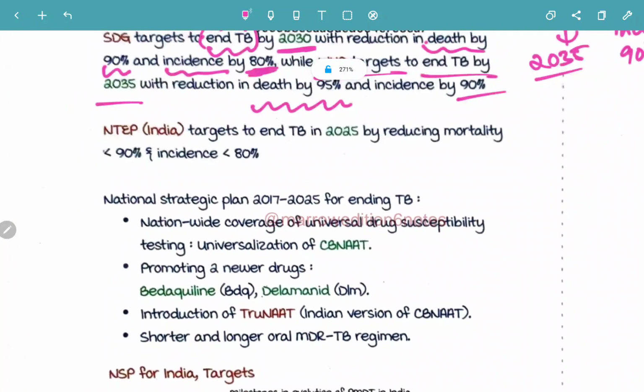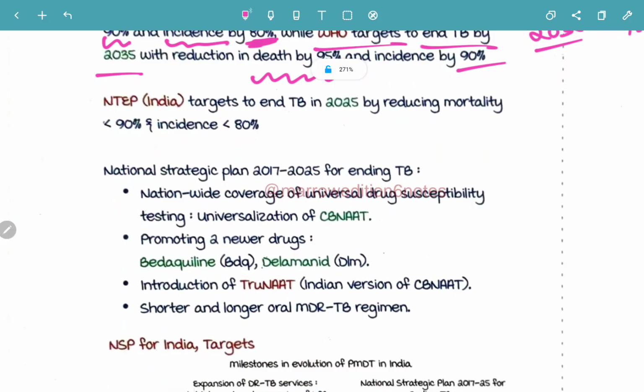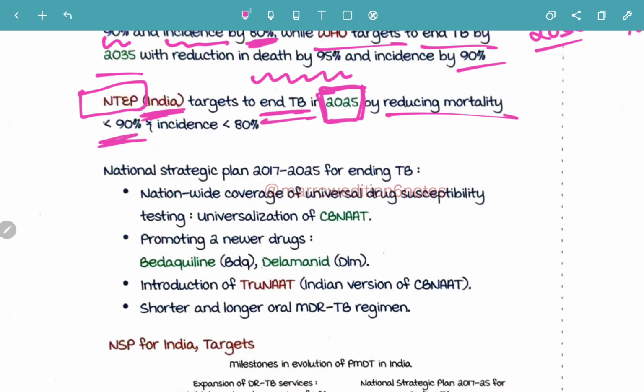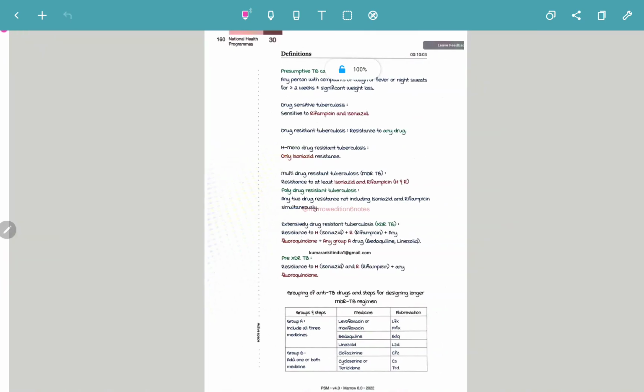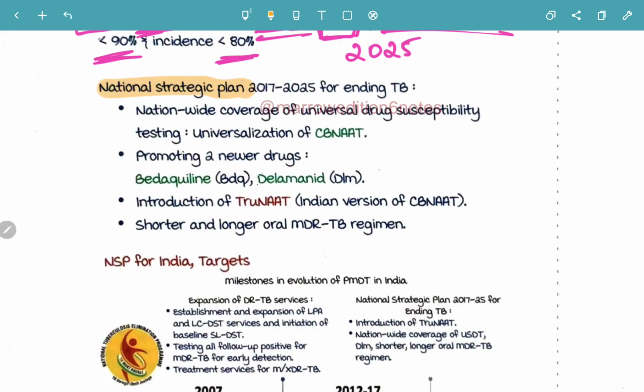NTEP India targets to end TB by 2025. As per the National Tuberculosis Elimination Program, it plans to end TB by 2025 by reducing mortality by 90% and incidence by 80%, exactly like the Sustainable Development Goals, but with the target date of 2025.